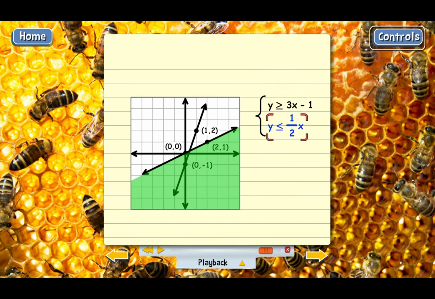Now that we've graphed the second inequality and we have the shading for it, let's pull up the shading for the first inequality again. Now that we have both inequalities graphed at the same time on the same plane, we can see that the solution area to this system is going to be this area here where the two solution areas overlap. So the final answer to problem 11 is A.